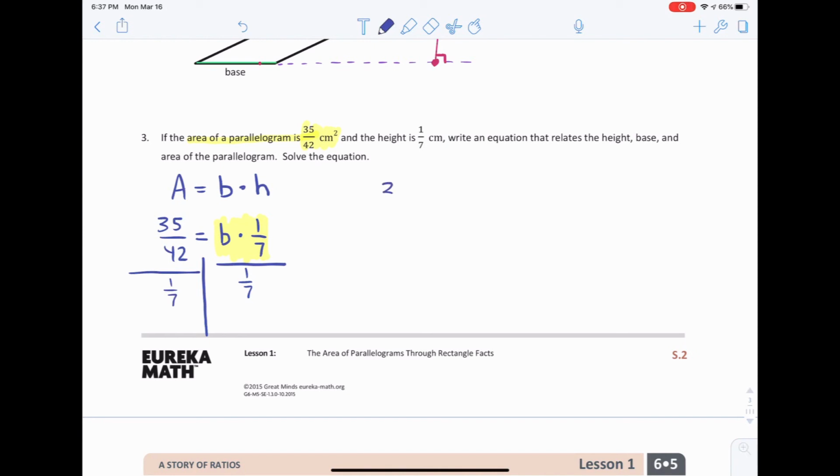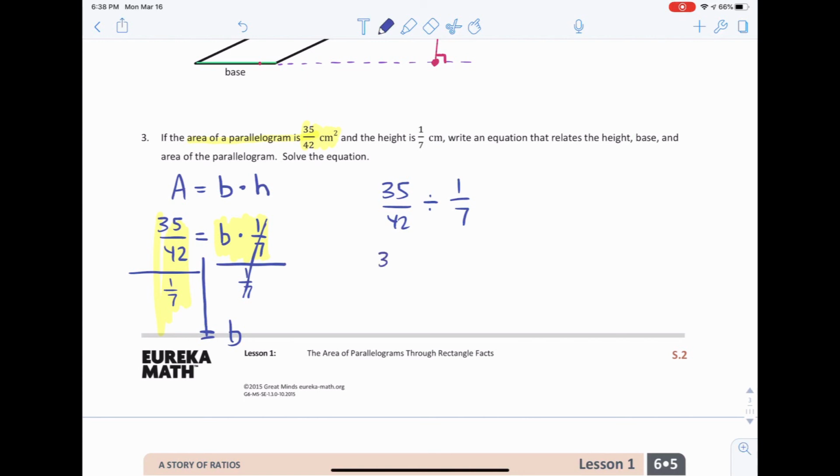What we end up getting is 35 over 42 divided by 1/7. As we see in the fraction, we have a fraction over here, 35 over 42 over 1/7. That's just division. Remember, on the right-hand side of the equation, these just cancel out. So we have B, and now we just got to figure out the other side to get my answer. So all I got to do is really think about, how do I divide fractions?